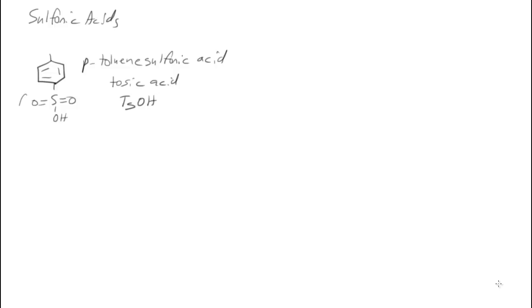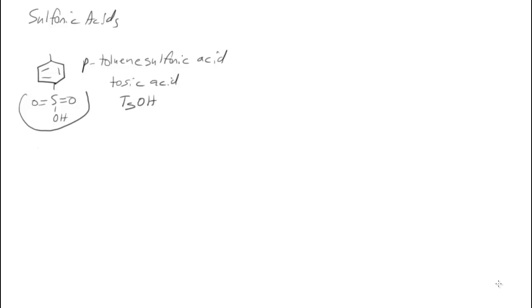Now, you should be well enough used to drawing resonance structures and determining pKa's that you should have a fairly good idea of what kind of an acid this is, whether it's a weak acid, strong acid, moderate acid, by looking at the structure. So take a minute to figure out what kind of acid you think this is, and then continue, and I'll talk about why it is the kind of acid that it is.